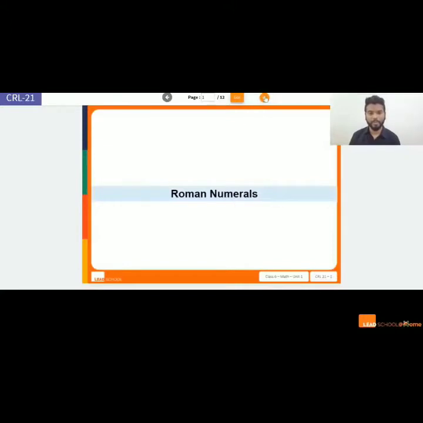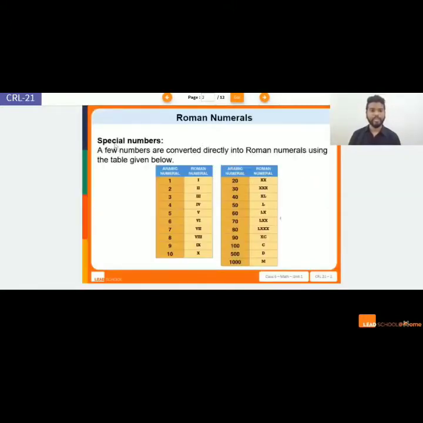Roman numerals. Special numbers. Roman numerals are special numbers. A few numbers are converted directly into Roman numerals using the table given below. What we use currently are called Hindu-Arabic numeral numbers or Arabic numeral numbers. But what was used in olden times were Roman numerals. Before this, all over the world people used different numeral systems, and this was one of the most famous numeral systems back in those days. Roman numerals they were called.